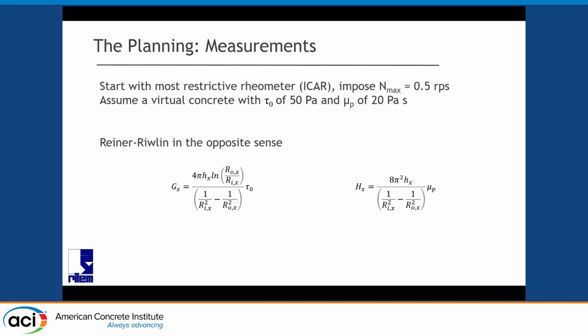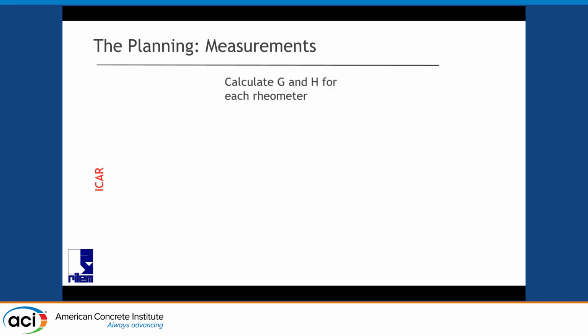The way we did this is to use the Reiner-Riwlin equations to our advantage, and we had a hypothetical concrete with a yield stress of 50 Pascal and a viscosity of 20 Pascal second. That was our virtual concrete that we used in our calculations. What you see here is the Reiner-Riwlin equation, but the opposite way around. Instead of calculating yield stress from G and viscosity from H, we do it the other way around. We looked first at the most limiting rheometer in terms of rotational velocity, which was the ICAR, and calculated G and H for the ICAR.